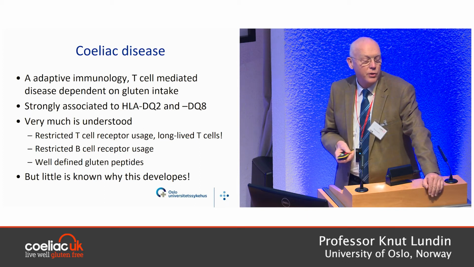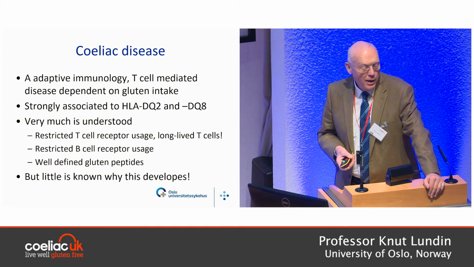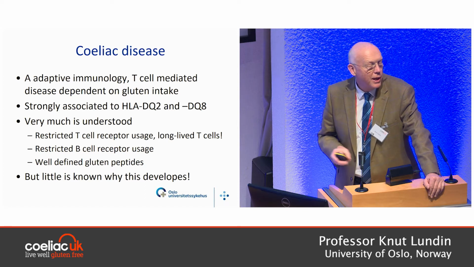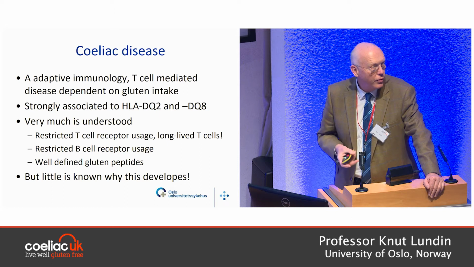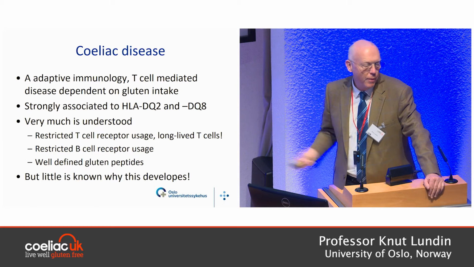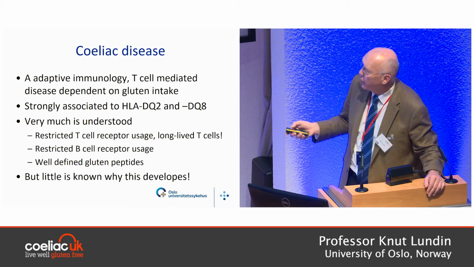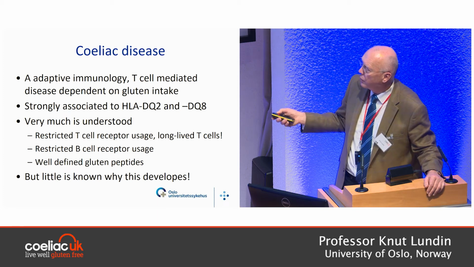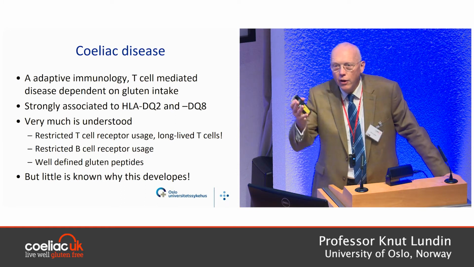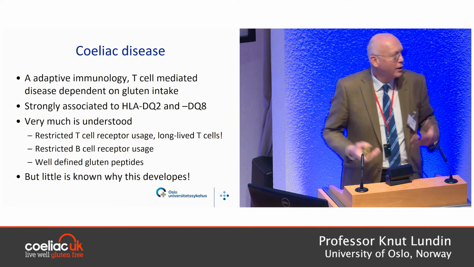When I started doing research in the mid-1980s, we collected some celiacs. We froze down the cells, Ludwig and I. I met the same patients last year for a new endoscopy and new blood test, and we found exactly the same T cell, some decades afterwards. So it's a long-lived memory adaptive T cell response. It's a restricted B cell receptor usage, with well-defined gluten peptides, but little is known about why this develops. And I know that Professor Danagar will talk to you later about what triggers the disease.